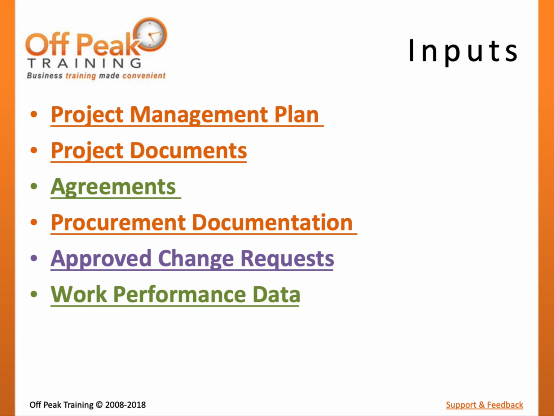The final input to the control procurements process is work performance data, which may include the actual technical performance achieved by project work and is also an output of the direct and manage project work process. This may include the status of deliverable inspections or payments made.